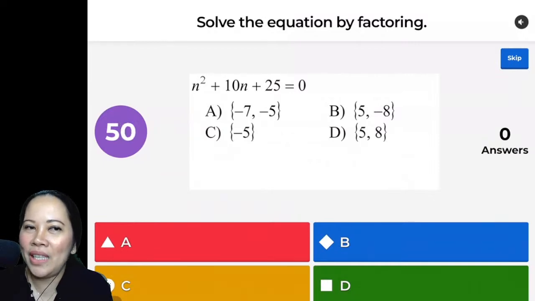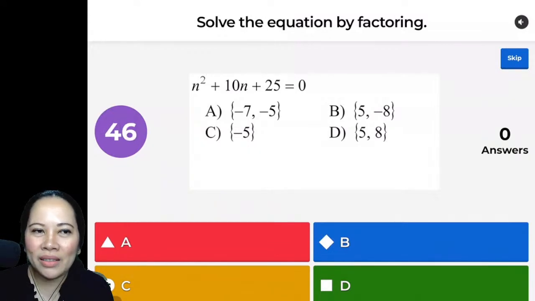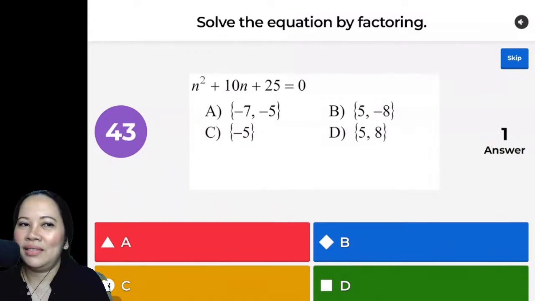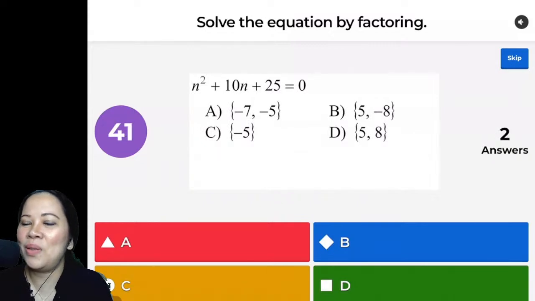Okay. Now this one can be... yes, you are correct, Midnight Mango. It was D. How about this one?